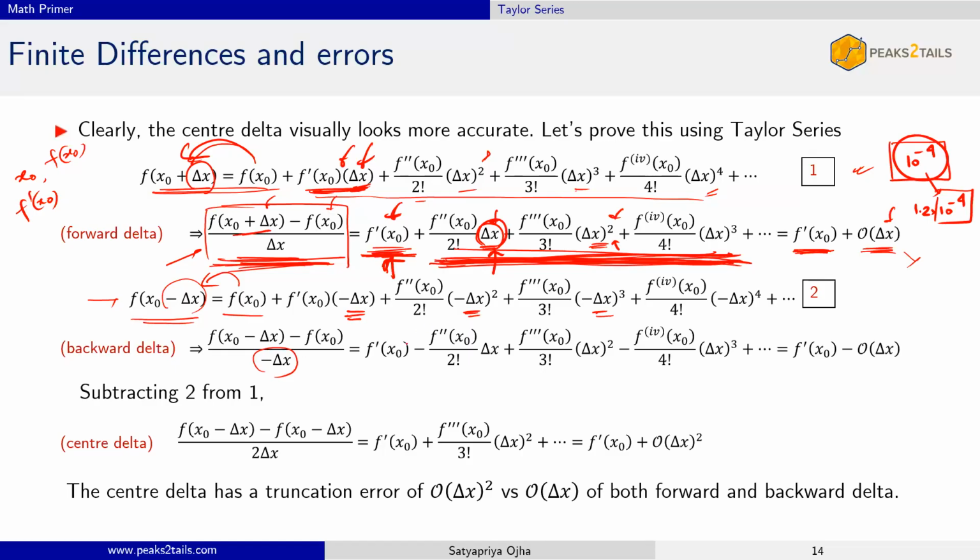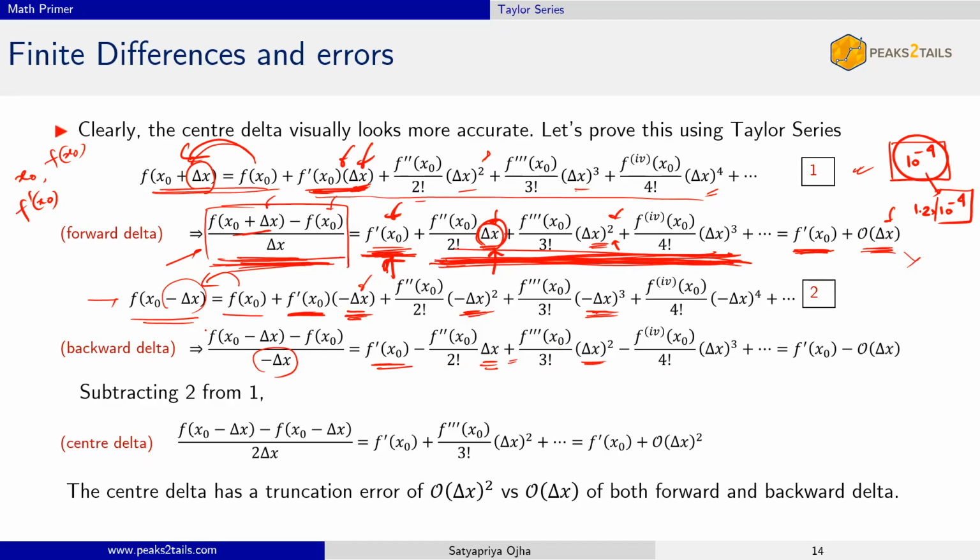So what will happen on the right-hand side? The first term is again f dash x0, because dividing by minus delta x cancels the delta x. Then the next term will be minus delta x, because delta x whole square is positive, and dividing by minus delta x gives minus delta x. The next is minus delta x whole cube, because it is a cube. You divide by minus delta x, and it will be positive delta x square. So it will be like this.